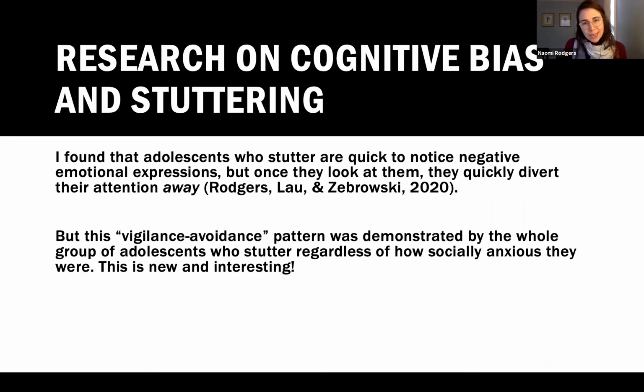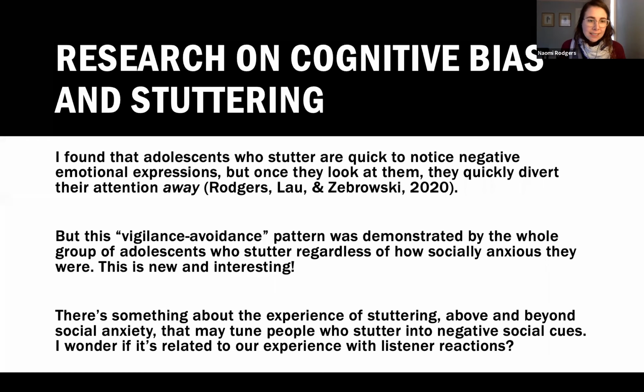What was so interesting about my findings, and to be honest, really confusing at first, was that it was a group phenomenon, that all adolescents who stutter, as a group, they tended to look more at these negative faces regardless of how socially anxious they are. And so my interpretation of this is that there's something about the experience of stuttering above and beyond social anxiety that may tune people who stutter into these negative social cues.